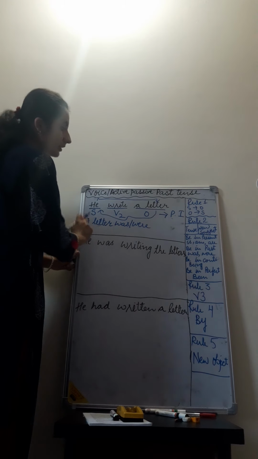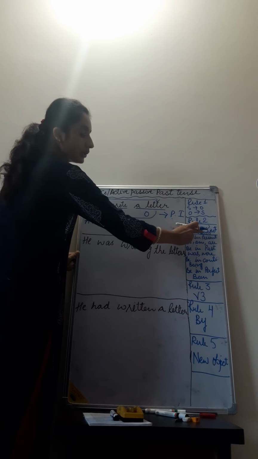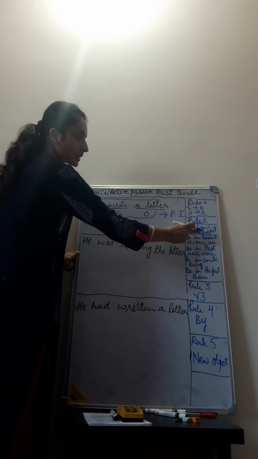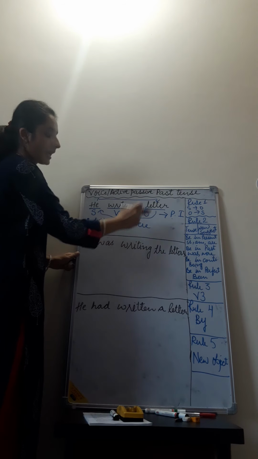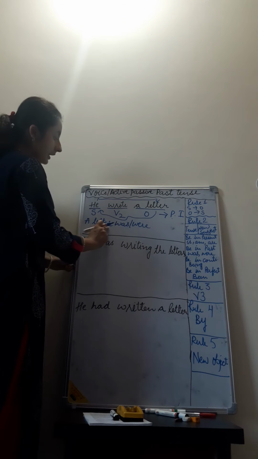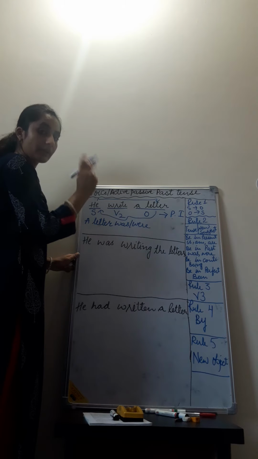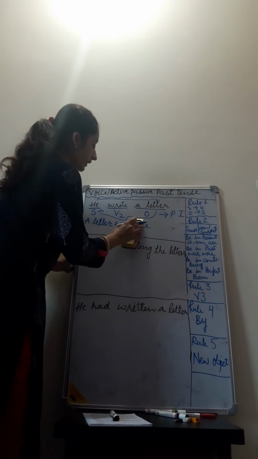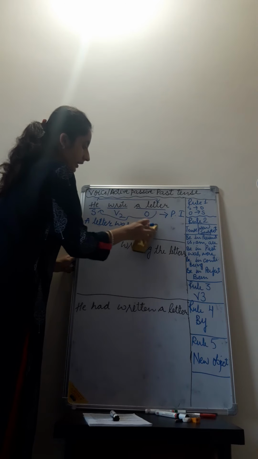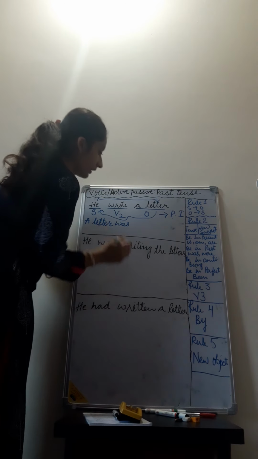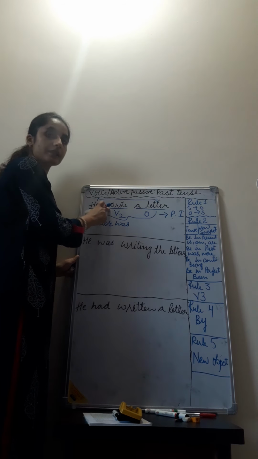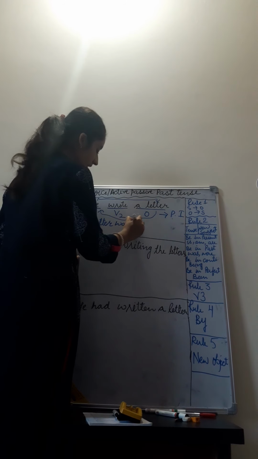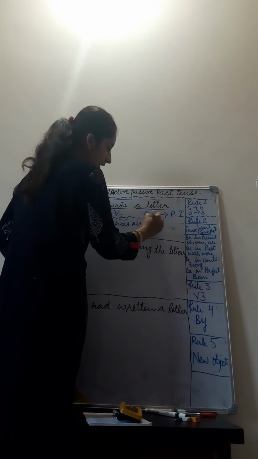Rule number 2 also says that we need to check the new subject. According to the new subject we need to add the be form. As in past there are two be forms, a letter, was or were. As we know that a letter is singular, so here we will add only was. A letter was. Then rule number 3 says add the verb's third form. The third form of wrote is written. A letter was written.